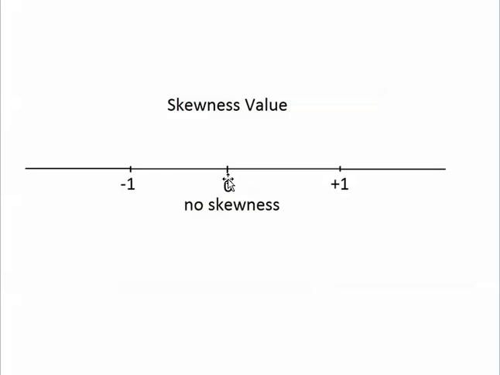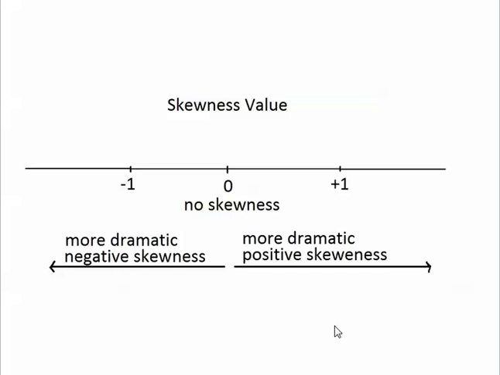And the further the skewness value comes out below 0, the more dramatic of a negative skewness you have. And the further the skewness value comes out above 0, the more dramatic of a positive skewness you have. So it's more dramatic negative and more dramatic positive as you go out further from 0.